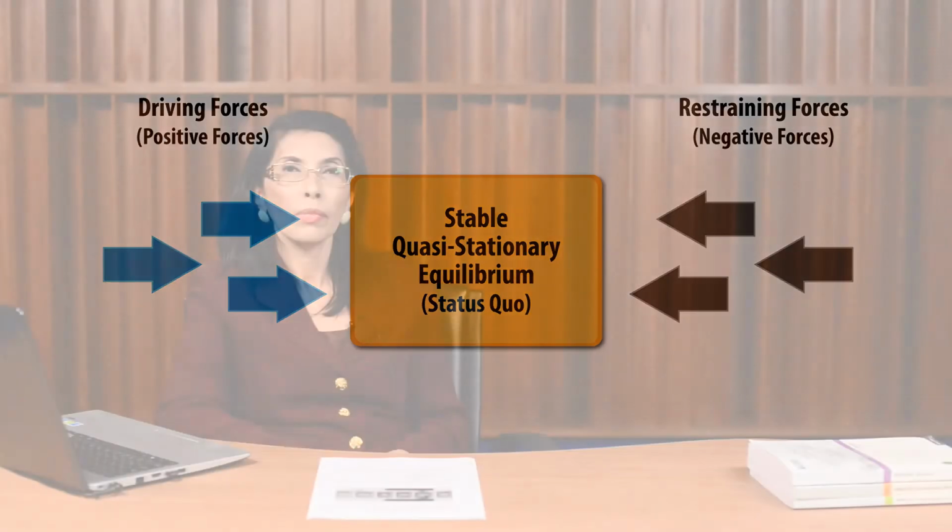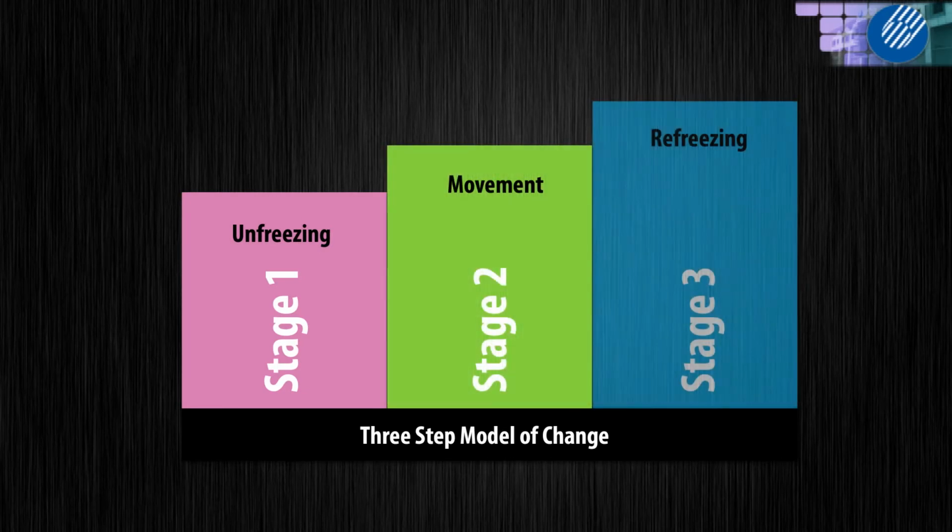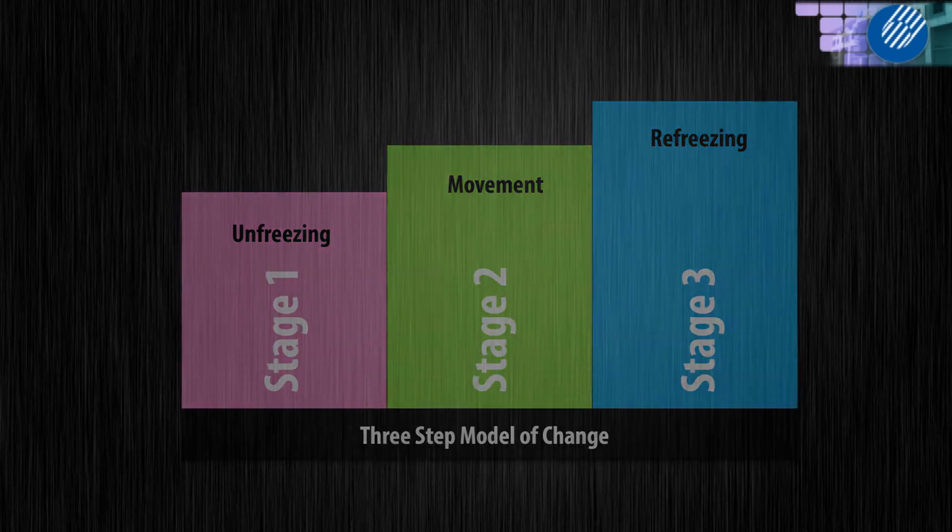In an attempt to achieve a lasting change, let us observe another of Lewin's approaches known as the 3-step model of change. Here, Lewin emphasizes the concept of permanency and advocates that successful change needs to undergo 3 stages. Stage 1, unfreezing. Stage 2, movement. Stage 3, refreezing. This 3-step model is as illustrated in Figure 1.9.